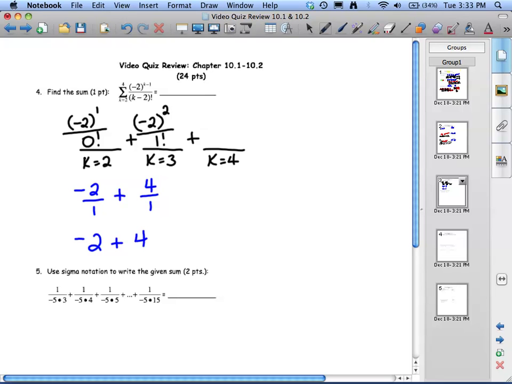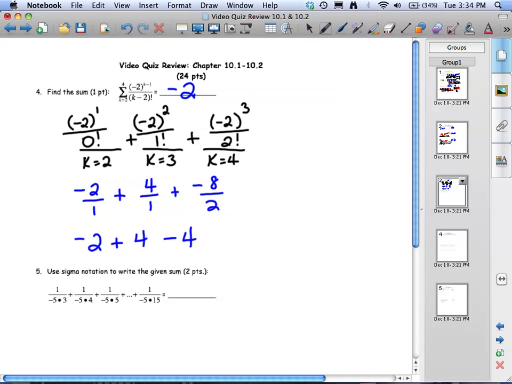And then if k is 4, I have -2 raised to the 3rd power over 2 factorial, which ends up being -8 over 2, which ends up being -4. And so if you do the math here, -2 plus 4 minus 4, you get -2. So I will expect that you can do the sum the longhand way, not the formula we use for arithmetic.